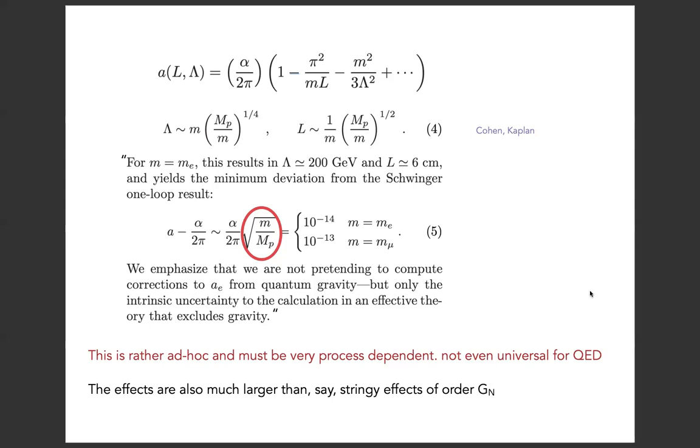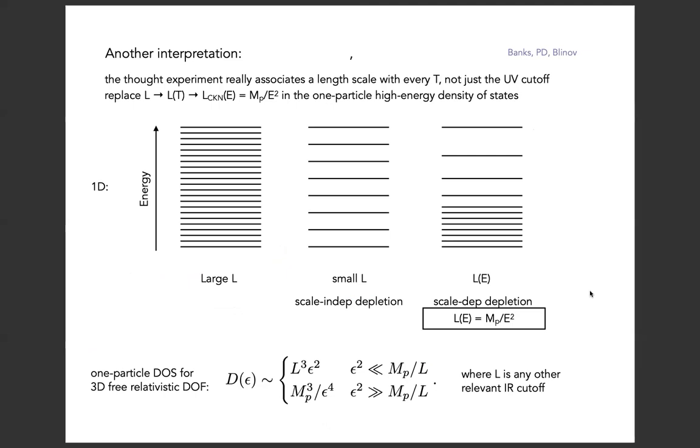So I would like to propose an alternative interpretation, which is much gentler than this. If we go back to the original thought experiment, it's associating a length scale with every temperature, not just the UV cutoff. We plugged in a UV cutoff, but it's associating a length with every temperature. And then we can say, okay, the temperature is the typical particle energy in the hot box. So let's take the length scale which is associated with every one particle energy level, and say that that's providing the spacing of the states in the density of states.